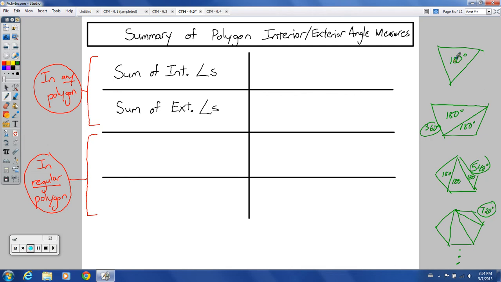So what's the pattern? Well, it looks like it's 180 times 2 less than the number of sides. Another way to say that is n minus 2. Subtract 2 from the number of sides it has and multiply that by 180. The sum of the exterior angles is always just this. It's always 360.